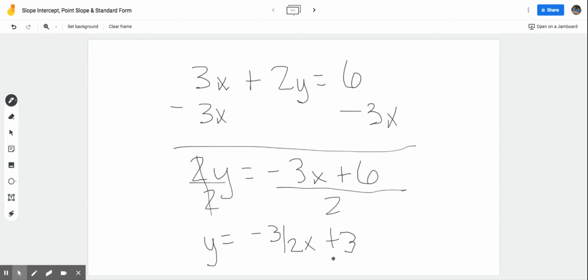If you think back, last week we did the reverse of this. We were given slope-intercept, and we turned it into standard. So now we're looking at standard to slope-intercept. Those are the 2 types of problems that we're going to be doing.